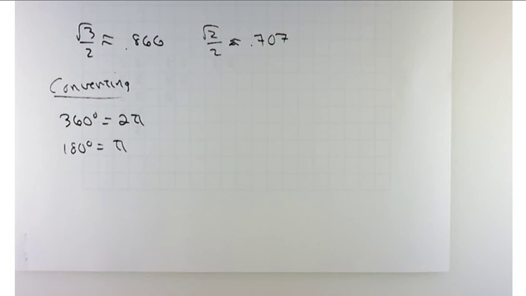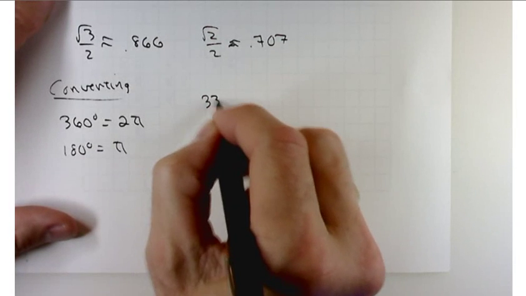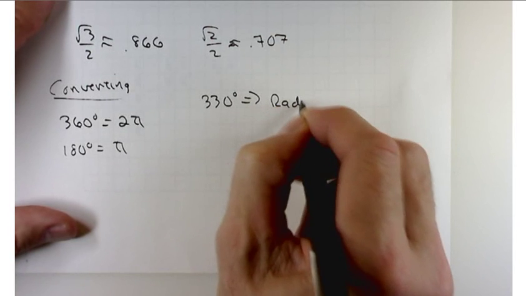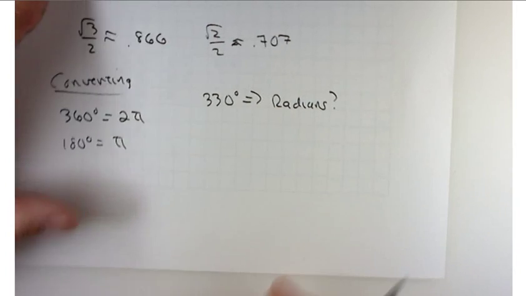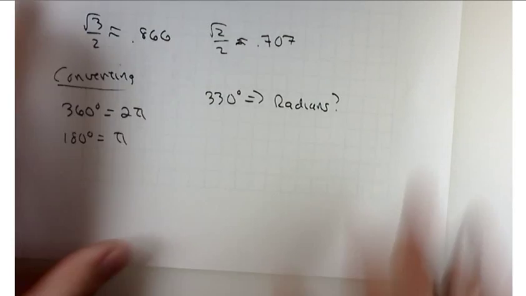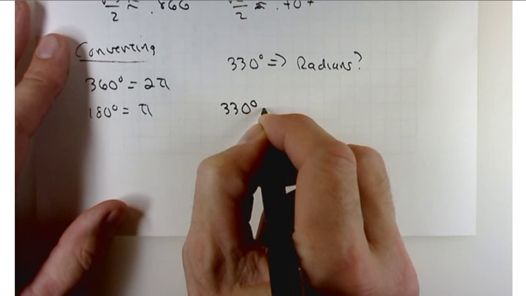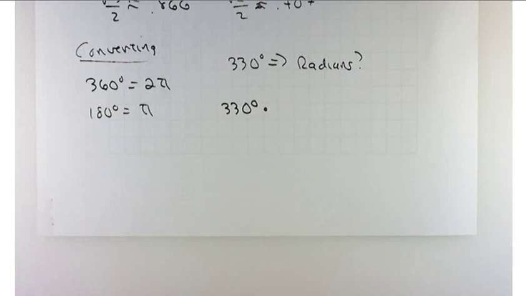So if I had, say, 330 degrees and I wanted to convert that to radians, well, unless you got a nice little chart there, maybe you don't remember exactly what that is. So here's the trick. We're going to multiply by 1.